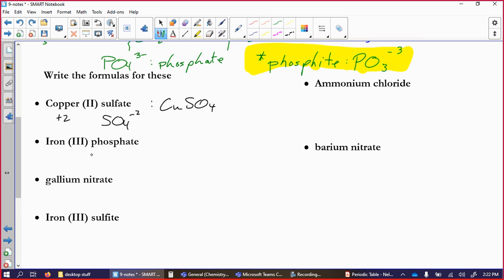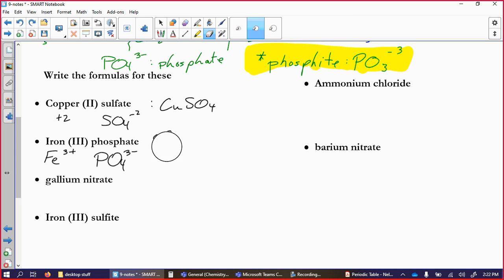And apparently all of these have polyatomic ions. Iron 3 means we have Fe3 plus. Phosphate we just talked about up there is PO4 3 minus. +3 and -3 balance, sum to 0. Iron 3 phosphate is FePO4.